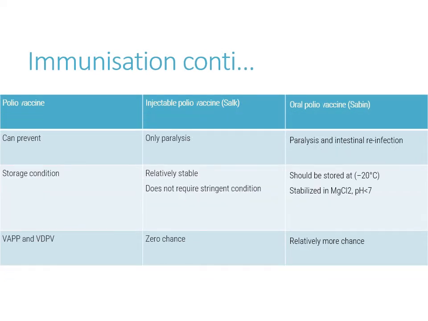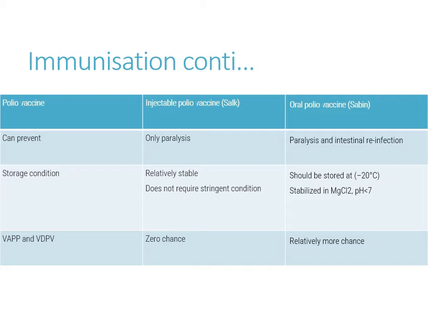Then polio vaccine: IPV can prevent only paralysis, but OPV protects from paralysis as well as from intestinal reinfection. Storage condition: IPV is relatively stable and does not need anything extra. OPV should be stored at -20 and stabilized in MgCl2.